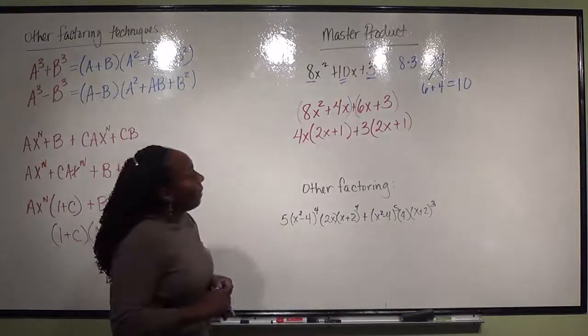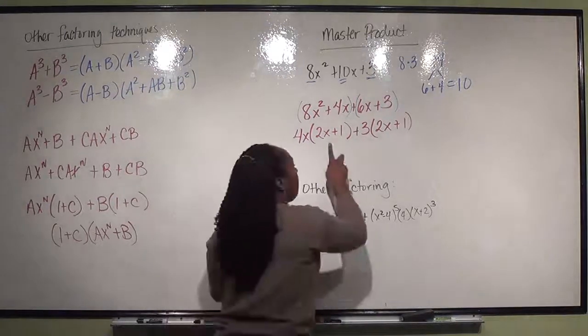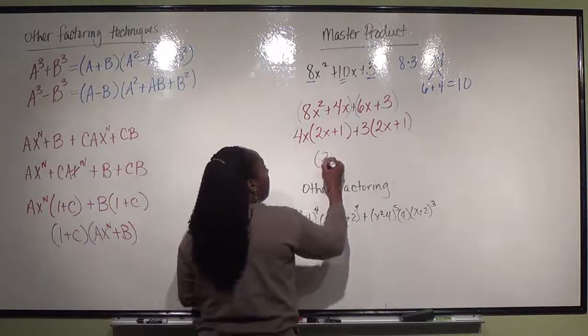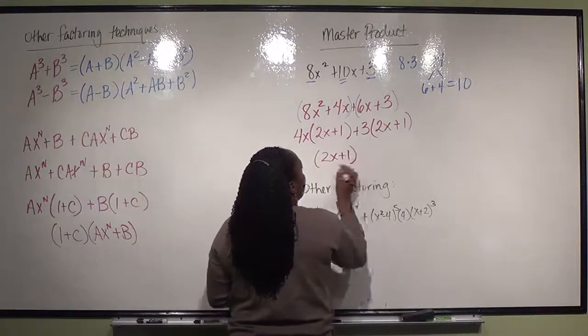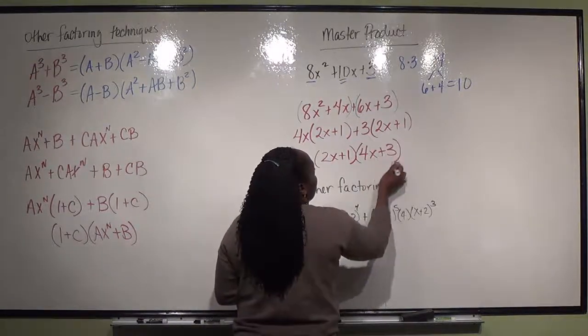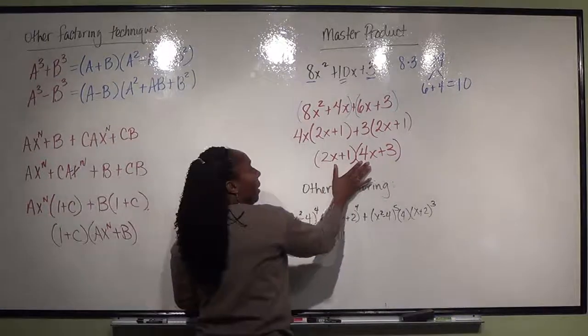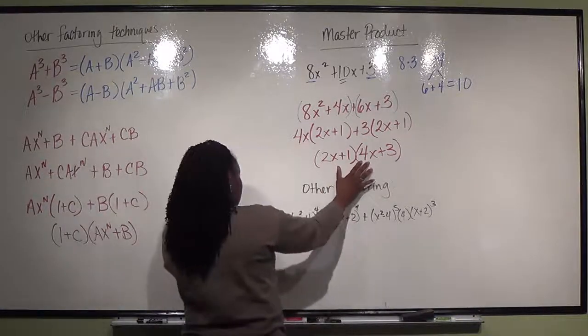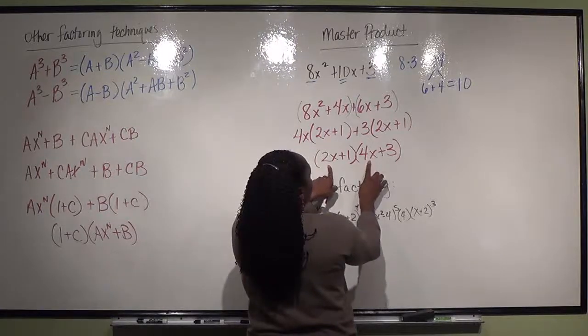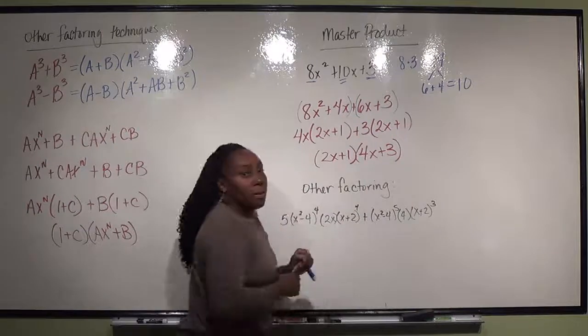Okay. And now that I've grouped and factored, I'm going to factor one more time, pull out what these 2 things have in common, which is (2x plus 1). And then what's left over is just a (4x plus 3). And you can check that. You can see if I go ahead and multiply these 2 things together, I'm going to get an 8x squared plus a 4x plus 6x, which is 10x, plus 3. Okay.